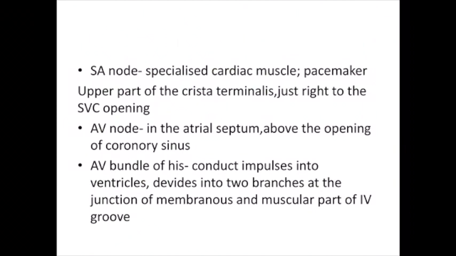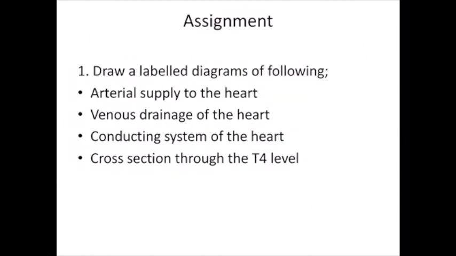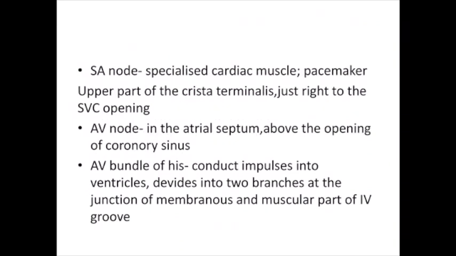The AV node, or atrioventricular node, is situated in the atrial septum above the opening of the coronary sinus. The atrioventricular bundle of His conducts impulses into the ventricles and divides into two branches at the junction of the membranous and muscular parts of the interventricular septum, and then divides into small branches called Purkinje fibers.